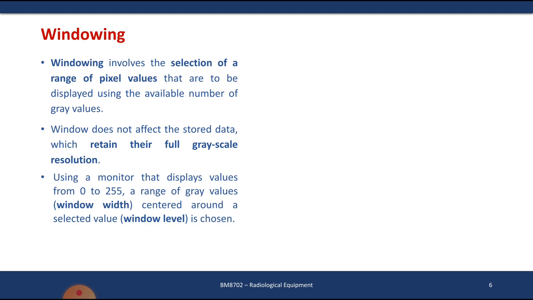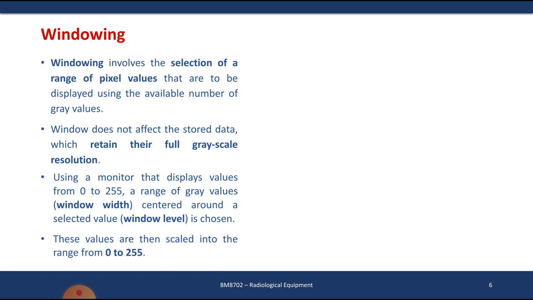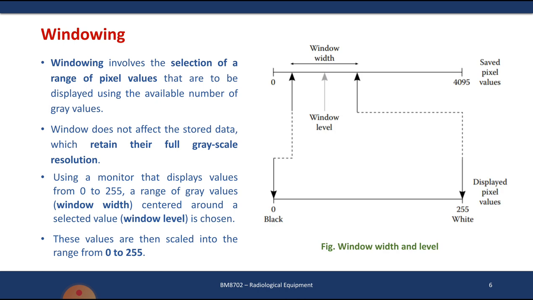So here you can have two terms, one is window width, another one is window level. So here if you look at the picture, the actual saved pixel value is 0 to 4095, which is 4096 values, we have stored it as 0 to 4095. And if you look at the window width, you can see it is from 0 to 255. So only we are taking a part of your original pixels and then you are just displaying it. So that is what the window level is.